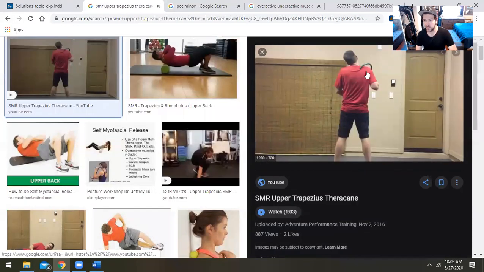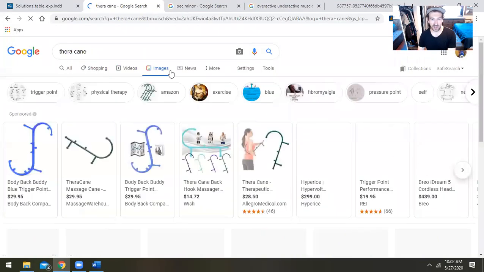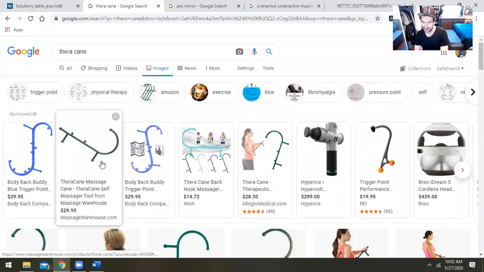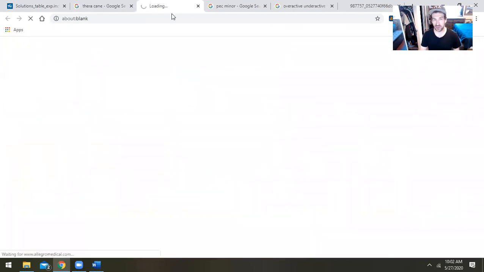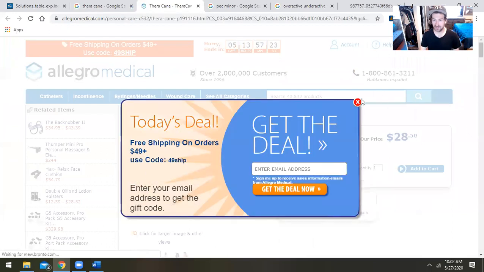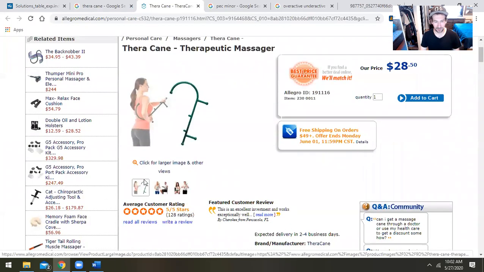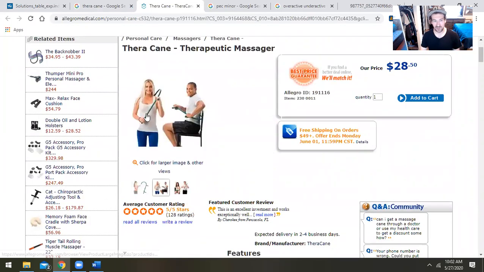If you look at your Theracane here, this is a special little tool. Let me show you what it is first. It's this weird kind of Dr. Seuss looking hook thing, but it has all these different attachment sites. So you can see here, it allows you to reach around your body. So she can get like into her upper back there. This is a really great way to get into your trapezius muscles.